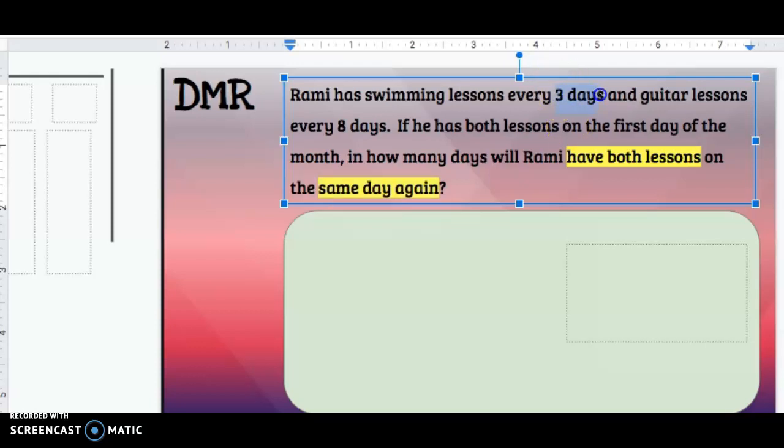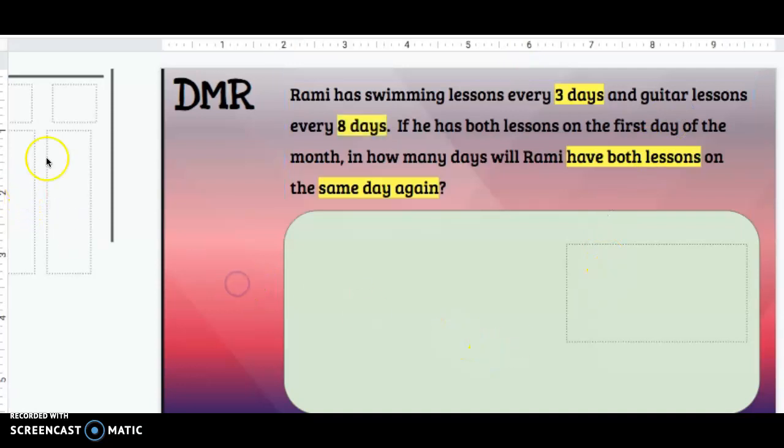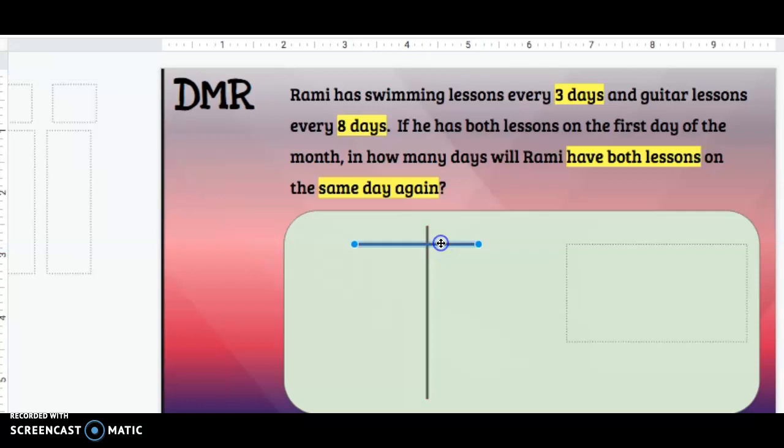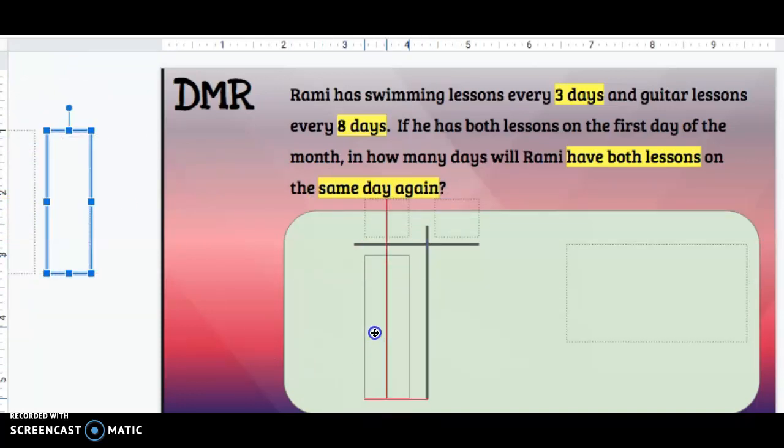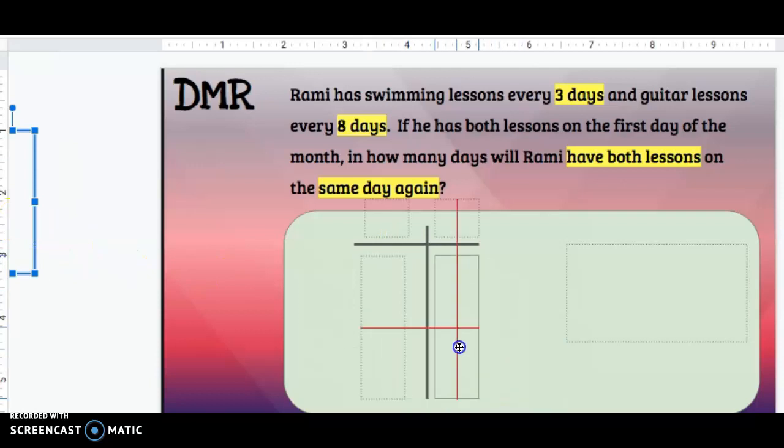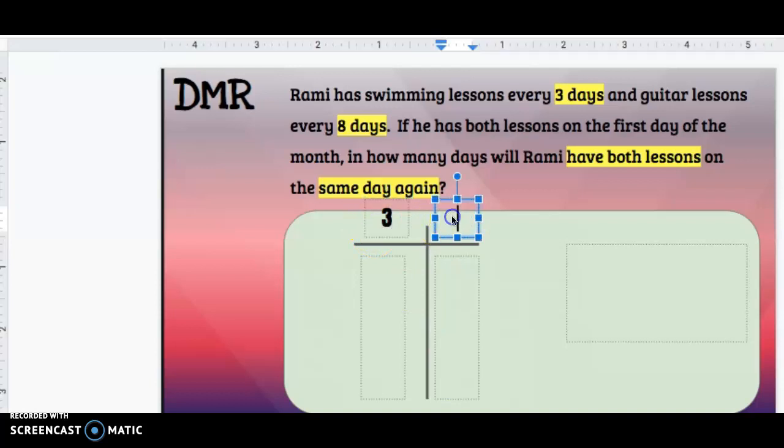So you have 3 days for swimming lessons, and you have 8 days for guitar. Those are our key numbers that we are going to be dealing with. Again, you have your T chart that you make for LCM, with your number on the top. Now again, like I told you yesterday, if you need it to go off the page, you can. So we have 3 and we have 8.